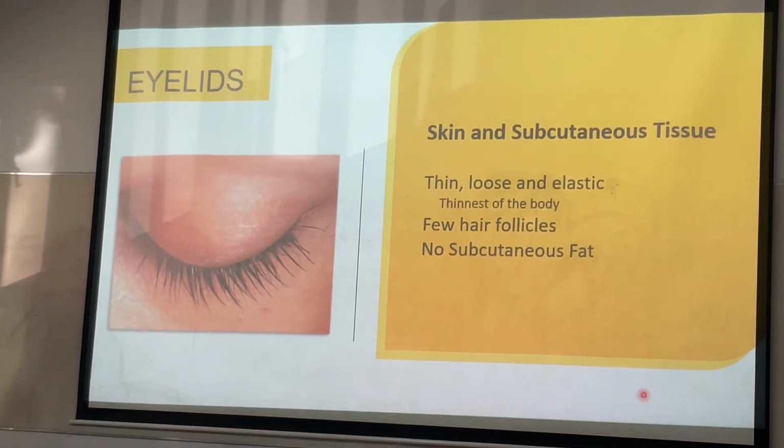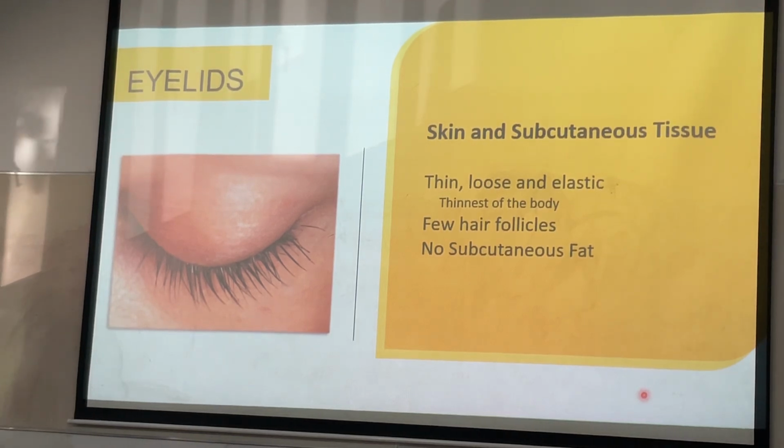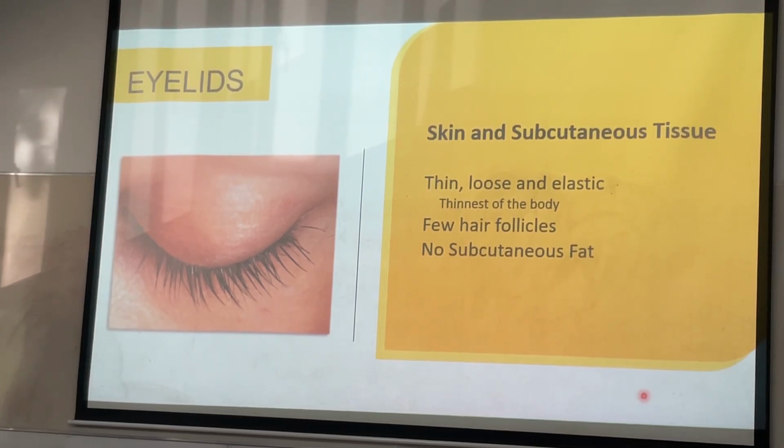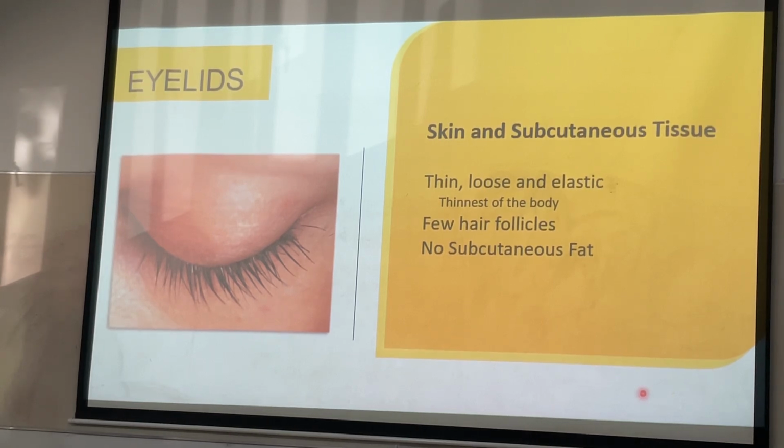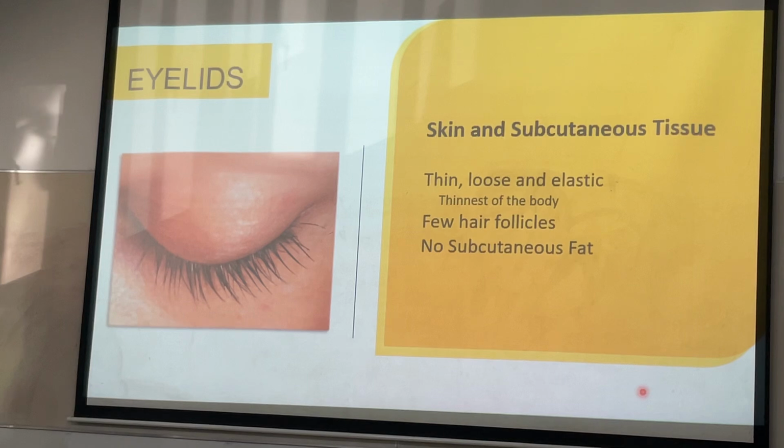So first is your skin and subcutaneous tissue. So this is a very thin, loose, and elastic tissue. And the skin of the eyelids is the thinnest on the body. They contain a few hair follicles and they have no subcutaneous fat.